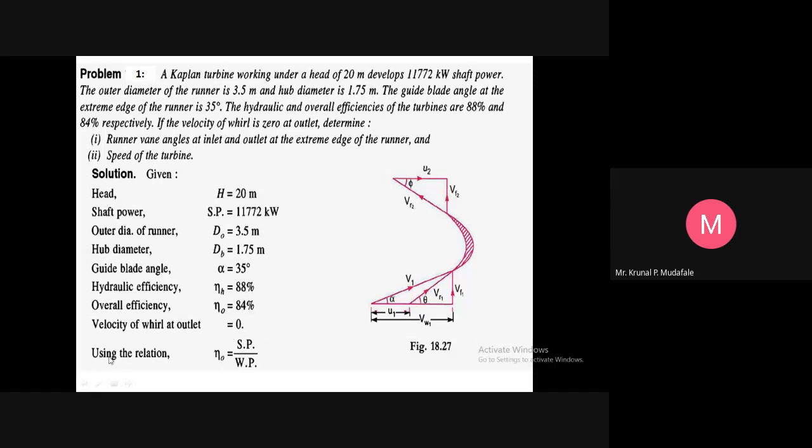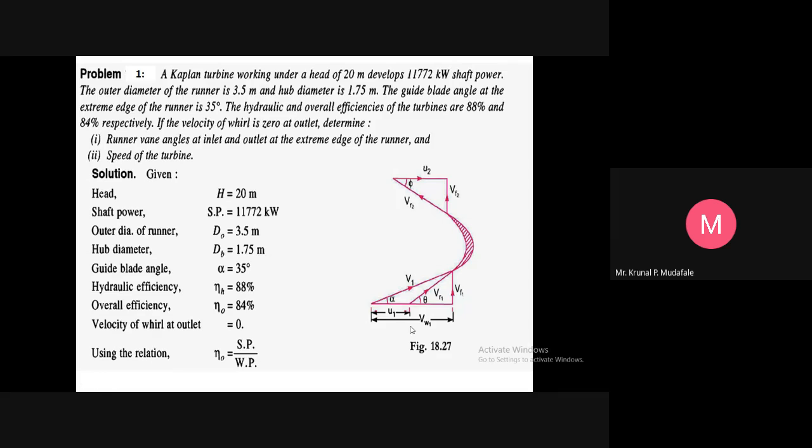All right, using the relations, now how can we find out the vane angle? Previously, we have also seen this in the Francis turbine. First of all, our target is to find out theta and phi. For theta and phi, we must know Vw1 and Vf1. For Vf1, we should calculate with respect to the overall efficiency, because in the numerical they have given us the shaft power at output.